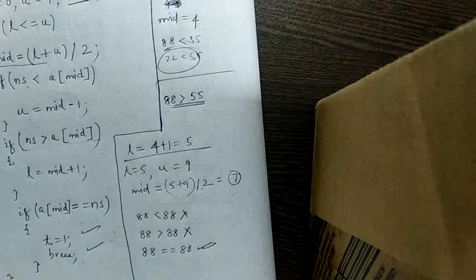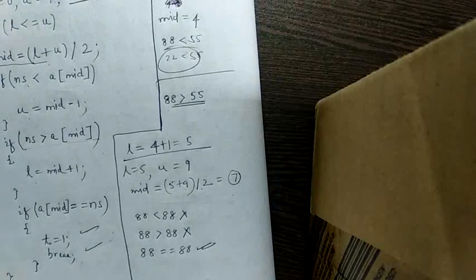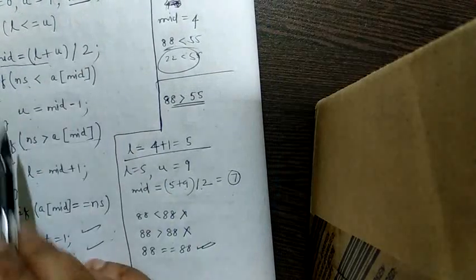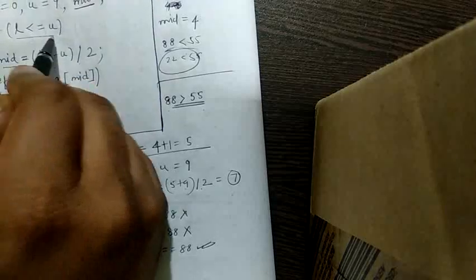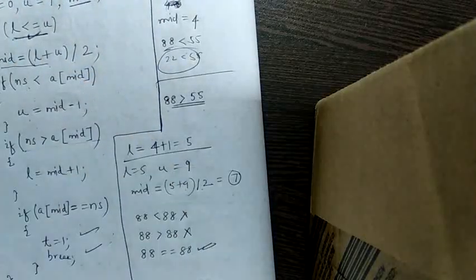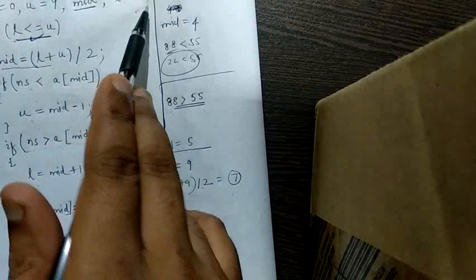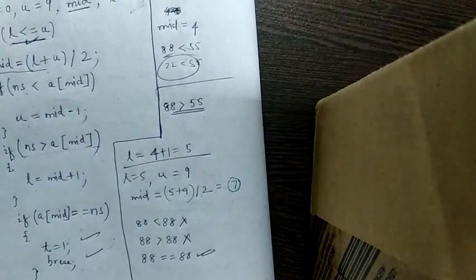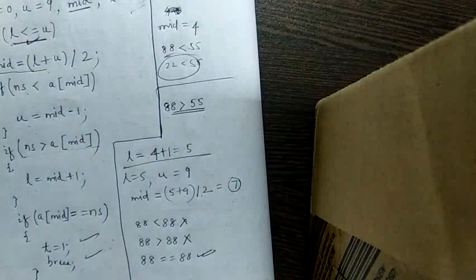There is a possibility that the number is not present. In that case, all these conditions will remain false, and the loop will run until the condition fails, but at last the t value remains 0 only. Okay, so in the next video I will explain the selection sort program.